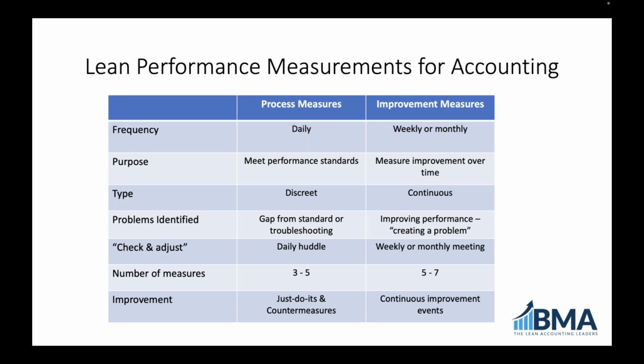Your improvement measures are continuous. You're trying to improve them over time. So you look at them on a weekly and or monthly basis. And as I said about target conditions, one thing you're trying to do is create a problem to solve when you're trying to improve. And again, you have about 5 to 7 measures, which we're going to look at here in a few minutes.